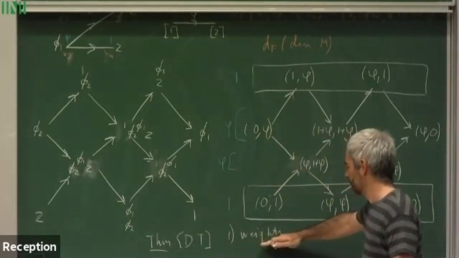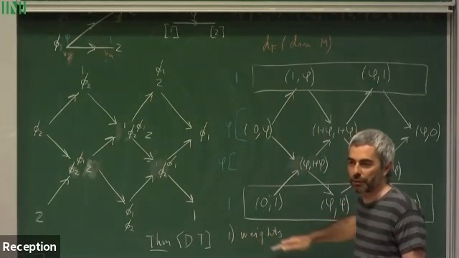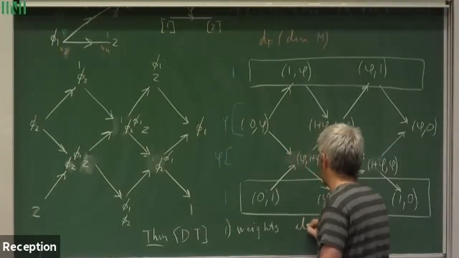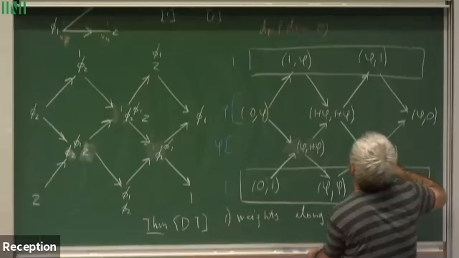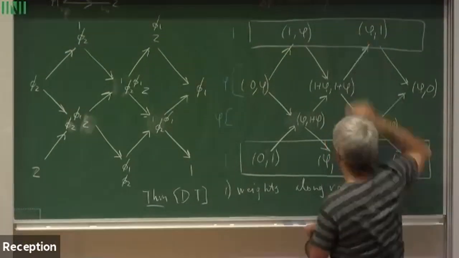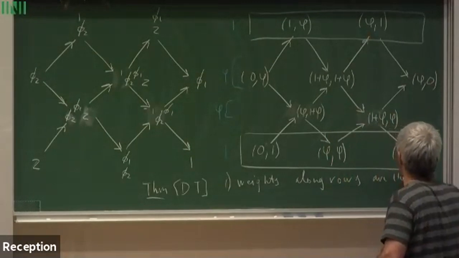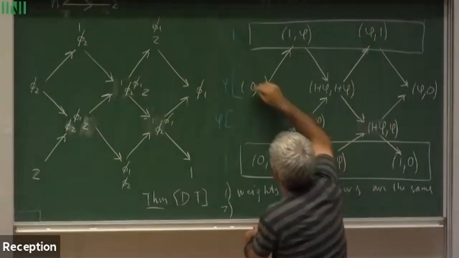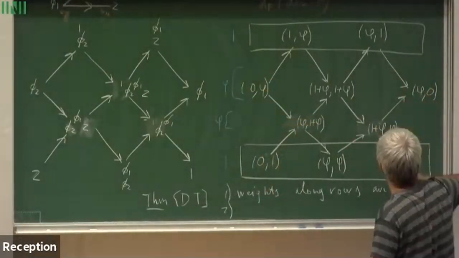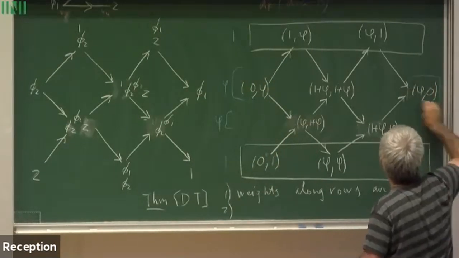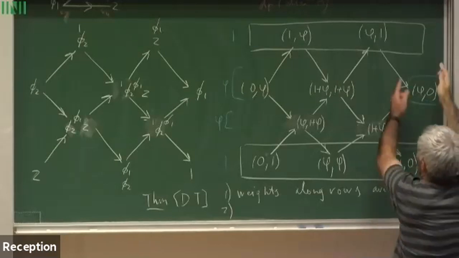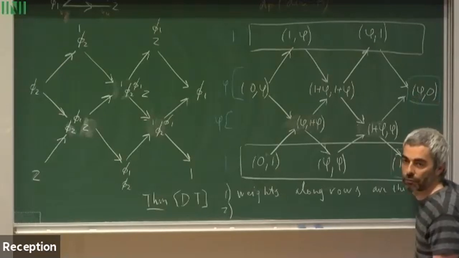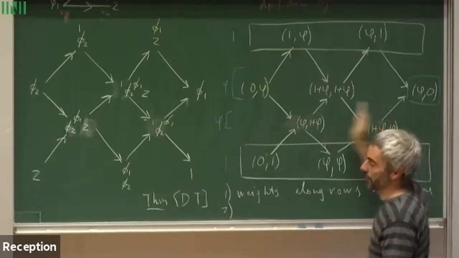Well, I should have written all formulas, but I have no time for this. Yeah, and so weights along rows are the same. Yeah, we see that this vector is a prime multiple of this, and this also propagates.